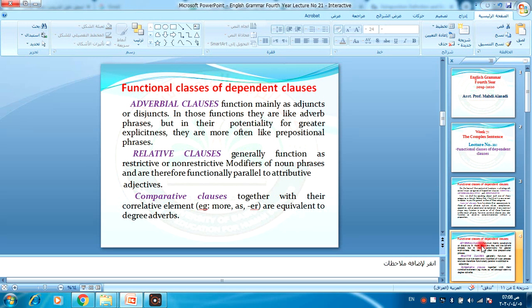Relative clauses generally function as restrictive or non-restrictive modifiers of noun phrases. So their main function is to modify the noun phrase, and they are therefore functionally parallel to attributive adjectives. In a way, they are parallel to attributive adjectives in that they describe and modify the nouns. Comparative clauses, together with their correlative elements, maybe the use of more, or the use of as, or the use of the er suffix, are equivalent to degree adverbs.